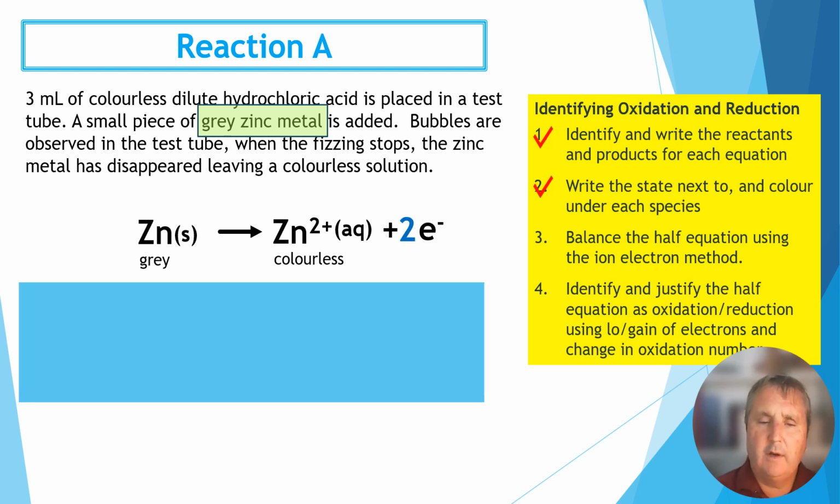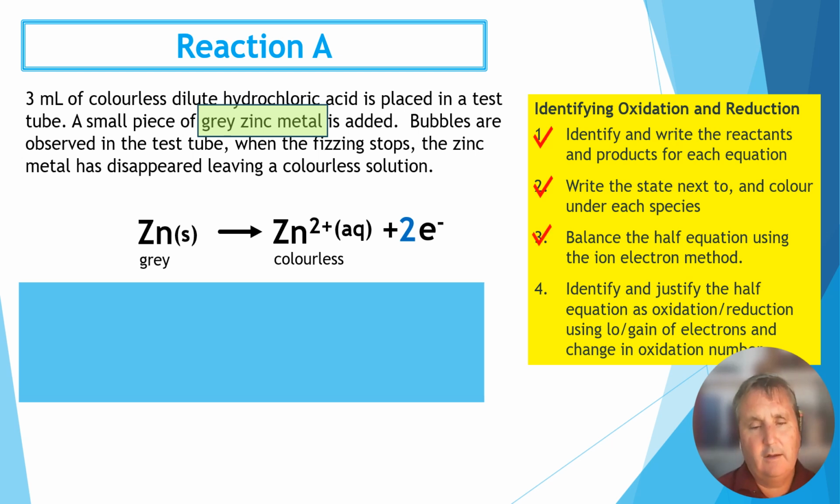We need to add 2 electrons to cancel out the +2 charge. So this is our fully balanced equation. The next step is to say whether this is oxidation or reduction, and then justify it using the loss or gain of electrons and the ion-electron method.